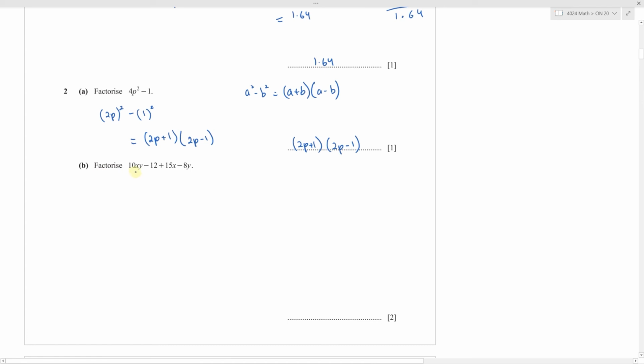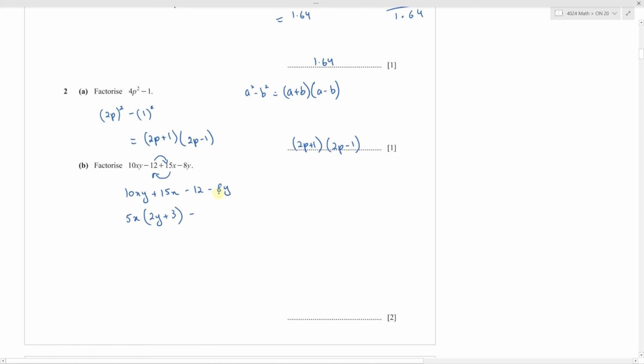Part B is factorize 10xy minus 12 plus 15x minus 8y. So I'll bring this 15x here and bring this 12 here, since I have this x value common between the 15x and 10xy. So 10xy plus 15x, and then this will become minus 12 minus 8y. Now I can take x as well as 5 common, since 10 and 15 both have a common factor 5. So this will become 5x common outside, and this will be 2y plus 3.